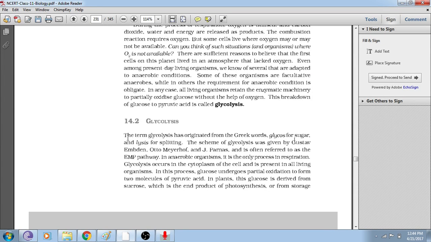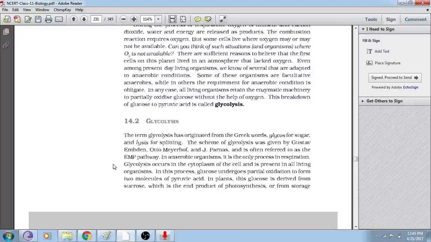Now, this pathway was given by Embden, Otto Meyerhof, and J. Parnas, so it is also referred to as the EMP pathway. In the question, they can trick you by using either the word glycolysis or the word EMP pathway. Keep in mind that both are the same thing.